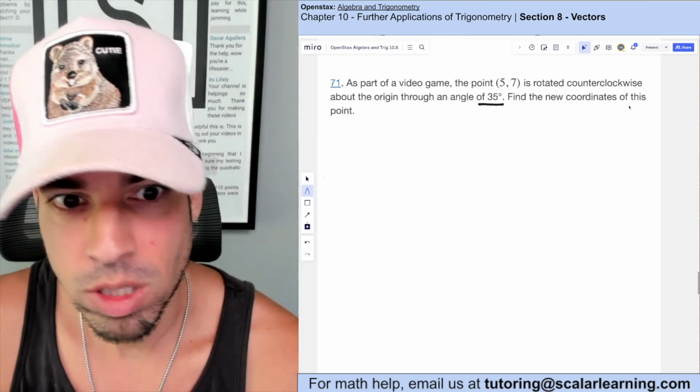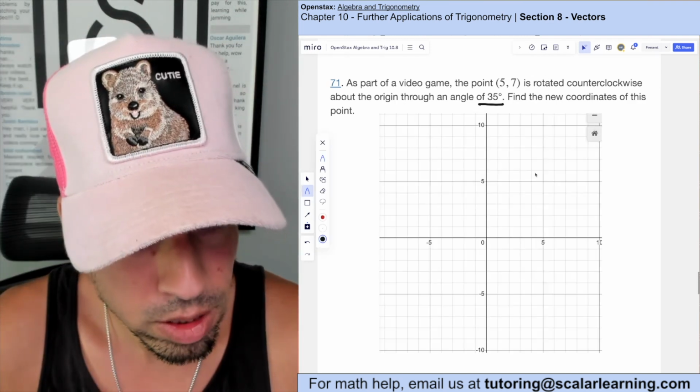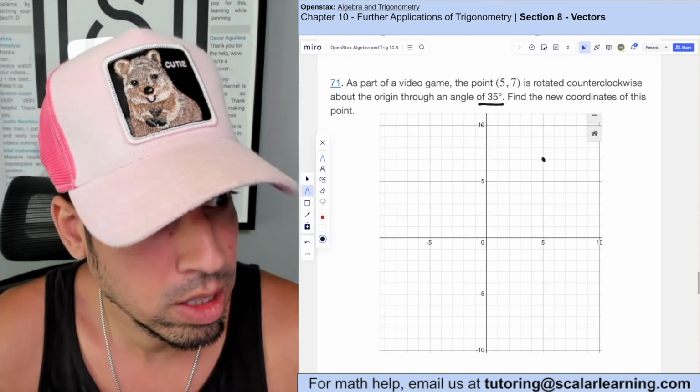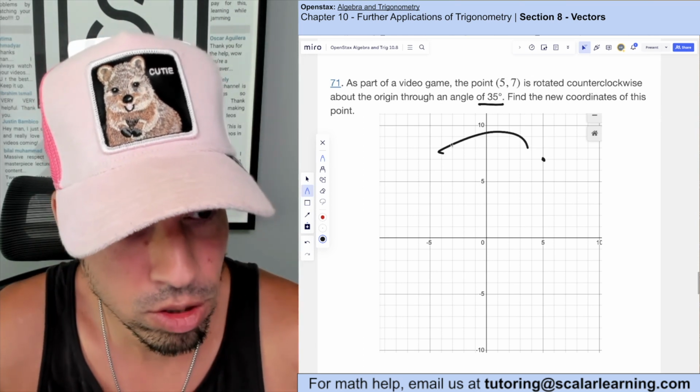As part of a video game, the point (5, 7) is rotated counterclockwise about the origin through an angle of 35 degrees. Find the new coordinates of this point. So let's do that now. So here is (5, 7) right here. And they said it's rotated counterclockwise. That's going this direction, right?